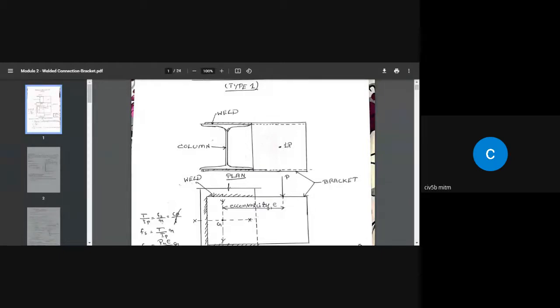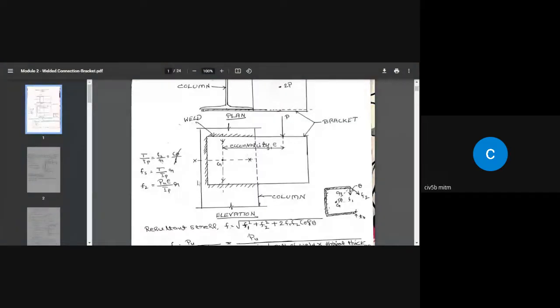Say for example, the load to be transferred by the beam is 2P. Out of the 2P, 1P will go to this connection and another P will come to this plate. When you look from the side, this is what you see. Whatever load comes on this is going to be transferred to the column through this plate. So this bracket member and the column should be connected through weld or bolt. Here we are dealing with the welded connection.